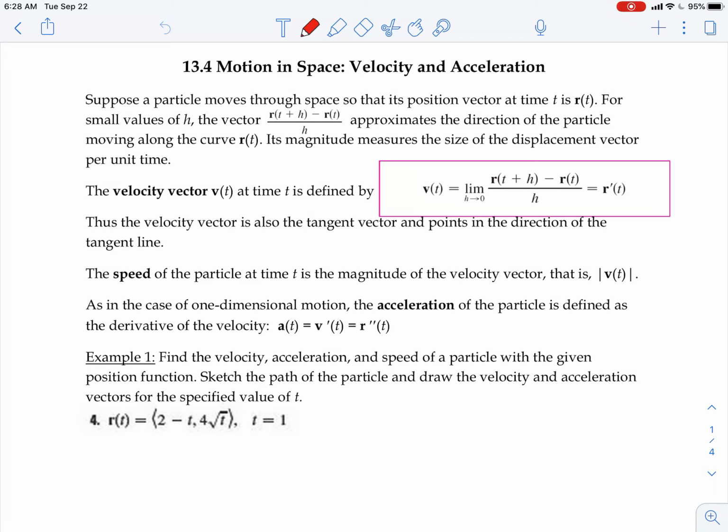As in the case of one-dimensional motion, the acceleration of the particle is defined as the derivative of the velocity, a of t, which is equal to the derivative of our velocity vector, which is the second derivative of our position vector. All right, so really there's not anything that is new except we're adding an extra component in this case, or variable, for our acceleration and velocity.